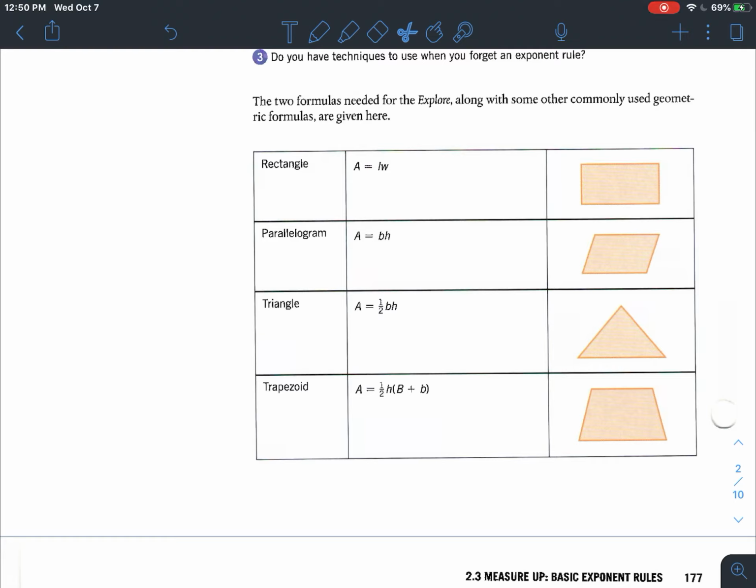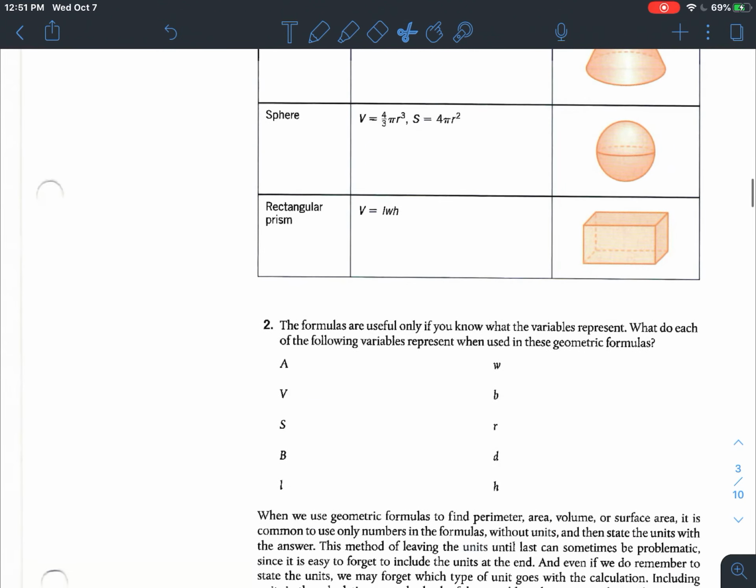So nothing you need to memorize. I would never expect you to memorize these formulas. I would hope you know the area of a rectangle and maybe the area of a triangle. But surface area, volume, no way. I do want you to know what the variables represent. Hopefully they're pretty intuitive. You probably should know most of them.